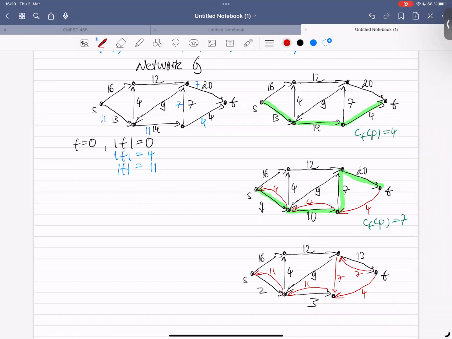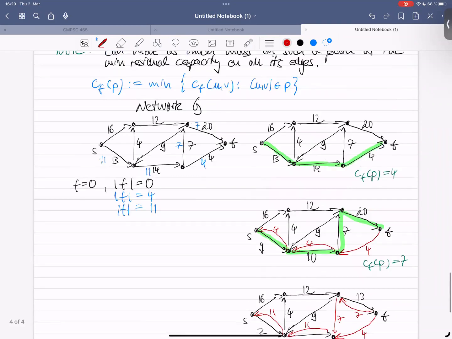And then we have one more iteration of finding this augmenting path and using this augmenting path to increase the flow in our network. But we'll continue with this then next time.